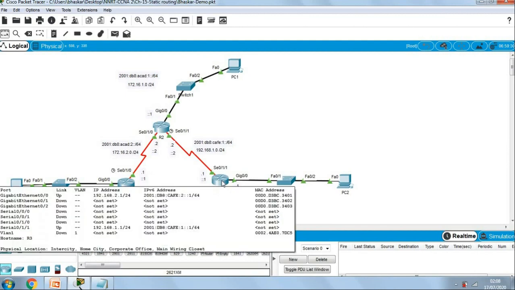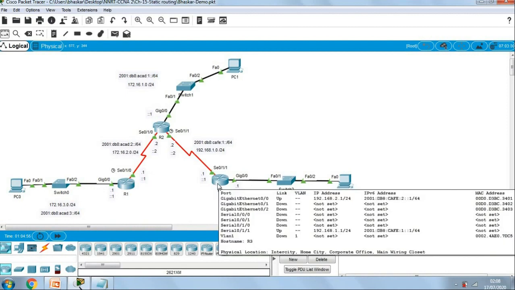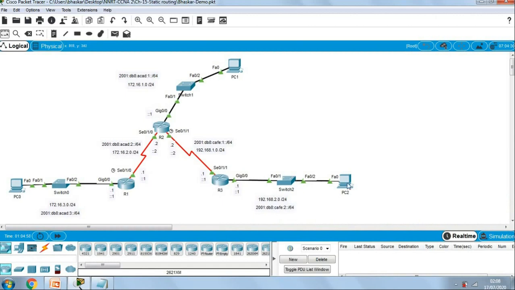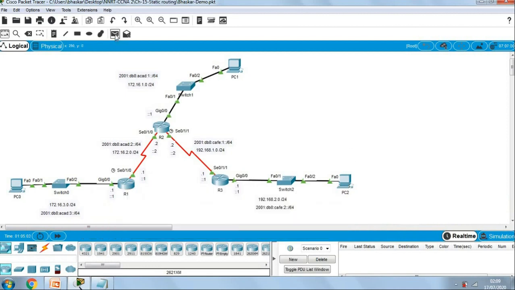For R3, the G0 interface is 192.162.1, that is 2.1, as well as for IPv6, CAFE 2 double colon 5. And the IP address for this one is 2.5. Now I can ping from R3 to PC2 successfully, as well as from the PC to R3, also successful. It means all LANs here, this LAN as well as this LAN, are working perfectly.